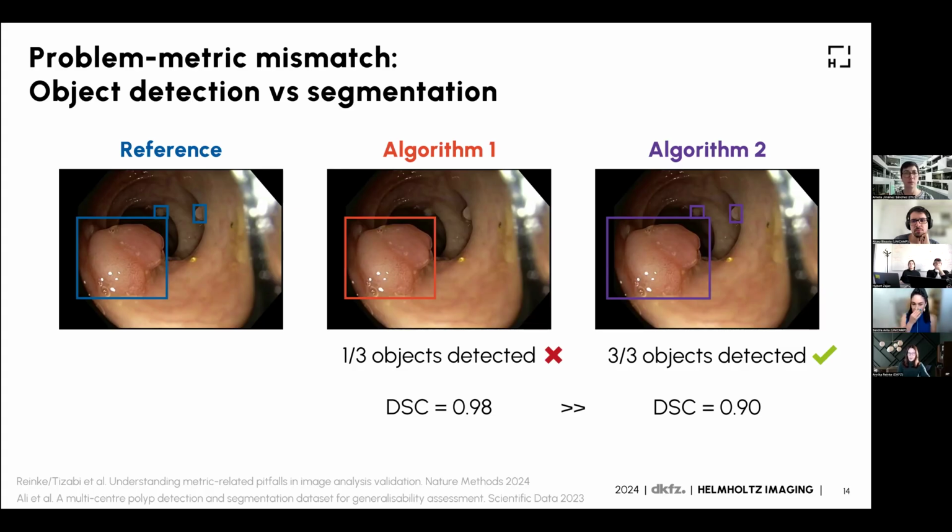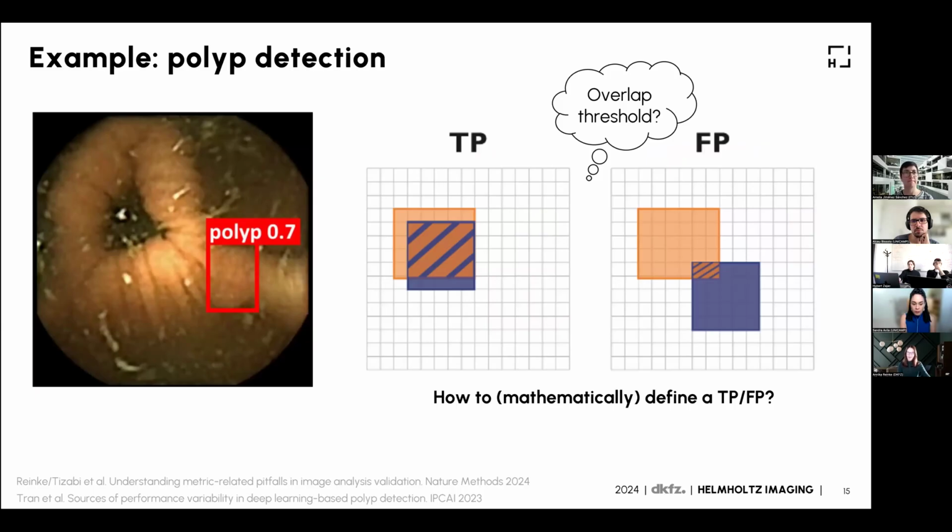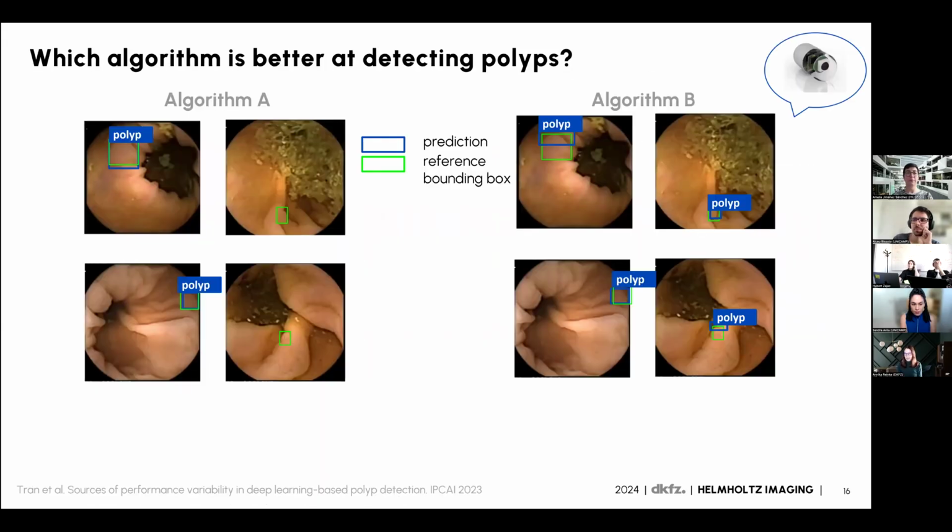And if we now stick with object detection, it's not only about the metric that is used wrongly or the problem that is raised, it's also about hyperparameters of metrics. So for object detection, we have, for example, the localization or overlap threshold. So how do we define whether something is detected or not? How much overlap do we need between my reference and my prediction to define that this is a true positive? And this threshold definitely makes a difference.